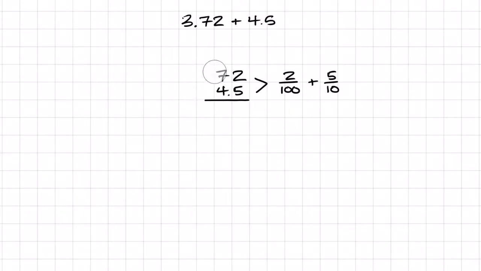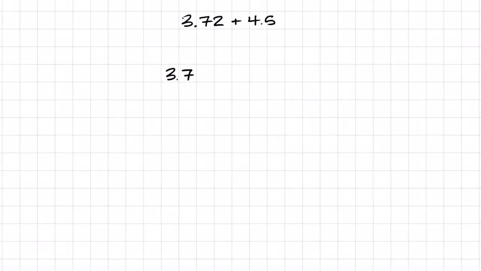So let's restart and get rid of this. Setting these decimal problems up is really important: we need to line them up by place value so that we're adding or subtracting, depending on the operation, apples to apples and not apples to oranges. So let me set up 3 and 72 hundredths this time. I've got my hundredths and my tenths, the decimal, and then my ones place.